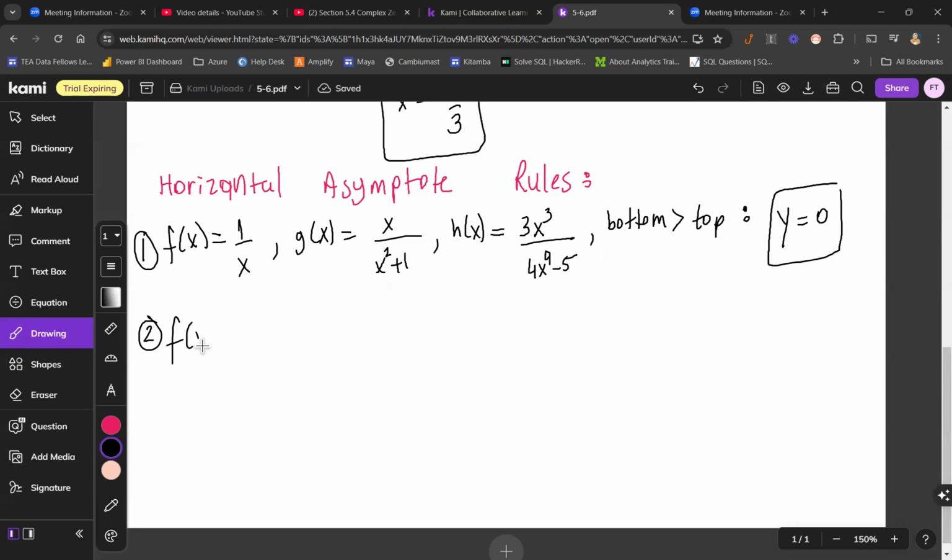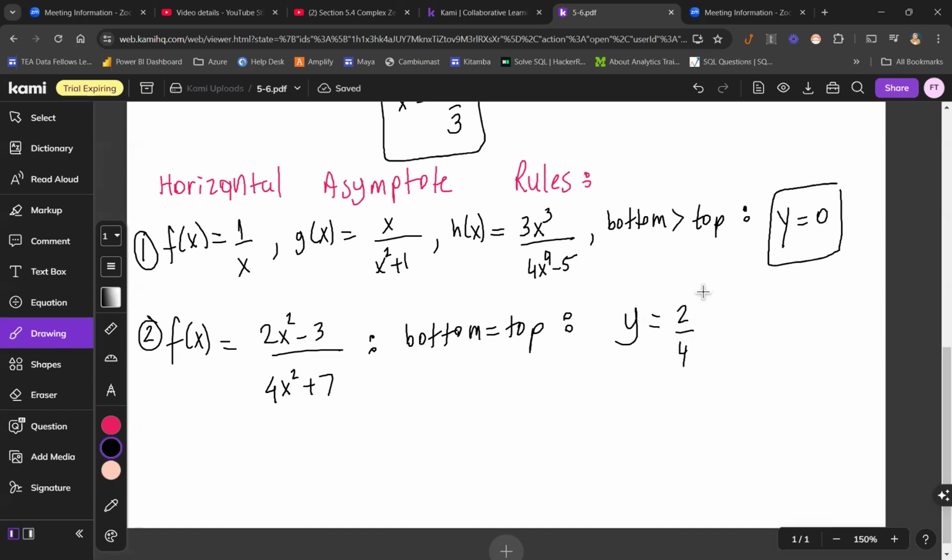If you have a question like this, 2x squared minus 3, and then 4x squared plus 7. When we look at this question, the top and the bottom have exactly the same degree. So if their degrees are equal to each other, then the horizontal asymptote always starts with y. It will be just the ratio between 2 over 4. So y equals 2 over 4, or you should just give it in simplified form. y equals 1 over 2 will be the horizontal asymptote. So if they have the same degree, you just take the ratio between their leading coefficients.